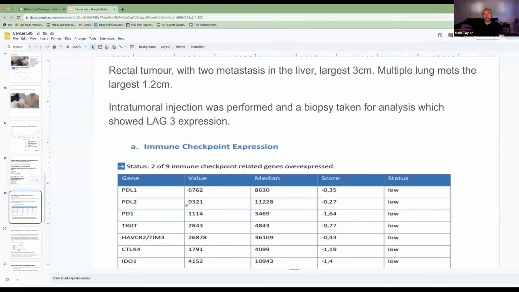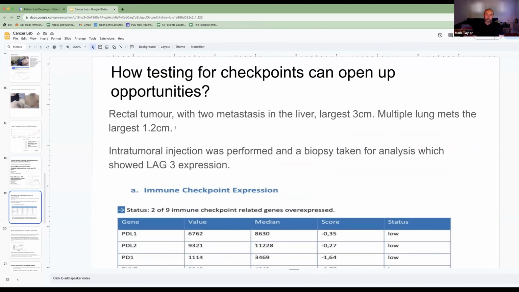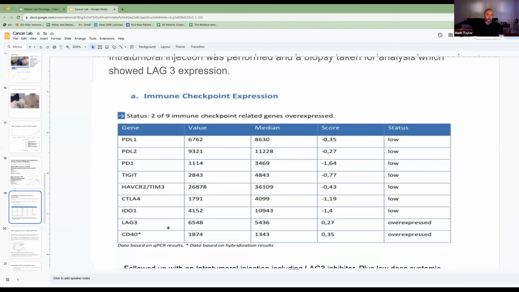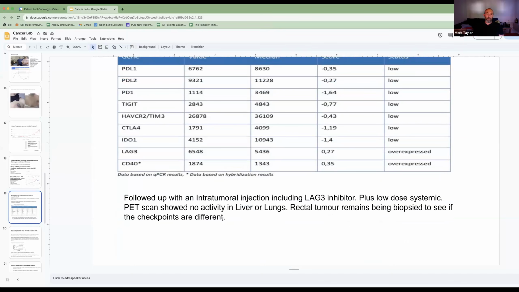And with the testing, we're also learning that you can really pinpoint what immunotherapy you need with adequate testing. So this was a rectal tumor. She had 2 tumors in the rectal passage, 2 in the liver, and multiple lung mets. We did 1 intratumoral injection in the liver, and she'd had a small response, but at the same time we took a biopsy and did a checkpoint analysis, and she came up with LAG3 overexpressed, only LAG3, interestingly. And then we went back in and did another intratumoral with LAG3 and systemic, and her liver and lung mets cleared on PET scan.